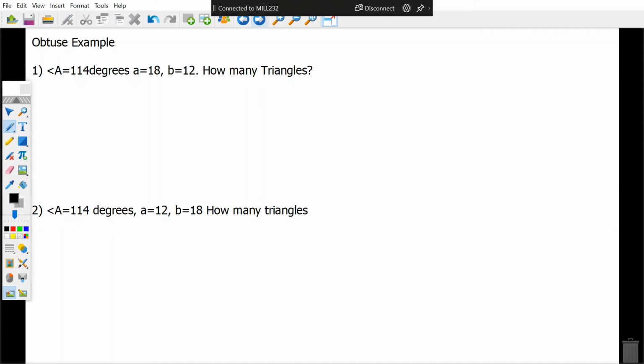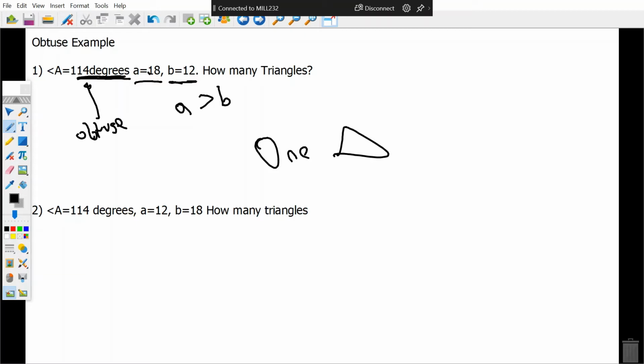Again, here's that example, right? It says the angle A is 114 degrees, side length A is 18, side length B is 12, and asks you how many triangles. Well, you go through the checklist. That's an obtuse angle. Side length A is greater than B. That means there's 1 triangle. Okay? In this question, it didn't ask us to calculate the sides or anything, so we didn't even really have to write any of this down.